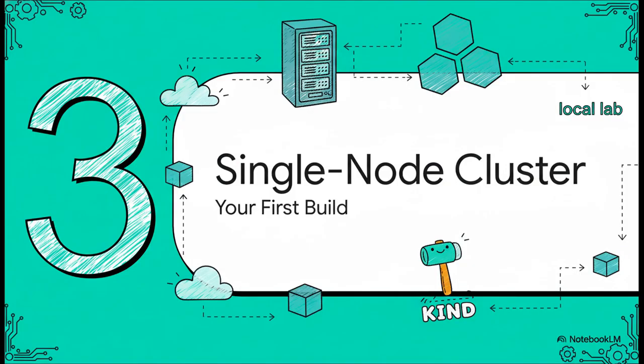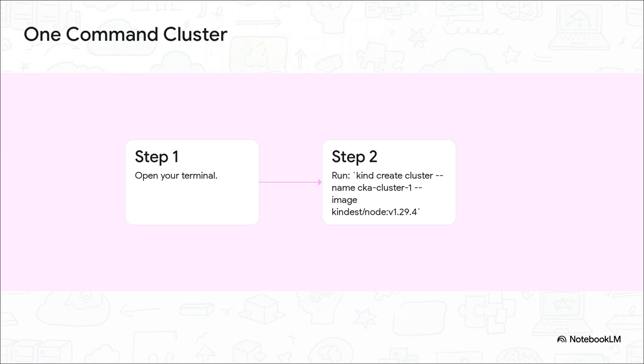We're going to start simple with a single node cluster, just so you can see for yourself how ridiculously easy Kind makes all of this. And this is it. Seriously, one command. You type kind create cluster. We give it a name using the --name flag. We'll call it KK-cluster1. And this next part is really important. We use the --image flag to lock in a specific Kubernetes version. This is so crucial for exam prep, like for the CKA, where you have to practice on the exact version they're going to test you on.